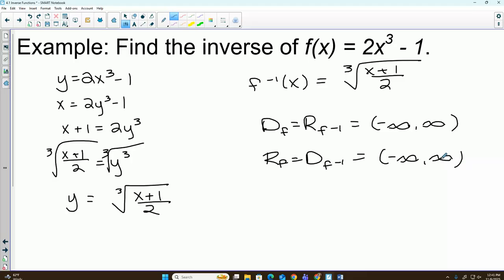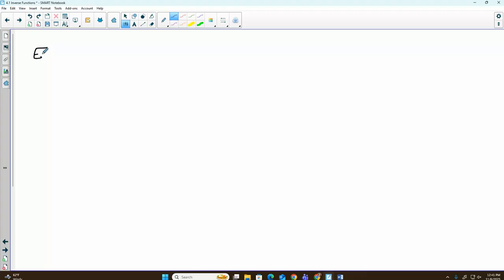I'm going to add one more, but I'm going to change it from the one that's on there. I want to do another fraction one because the domains and ranges are a little more interesting on that one. Let's say f of x is 3x minus 2 over x plus 4.